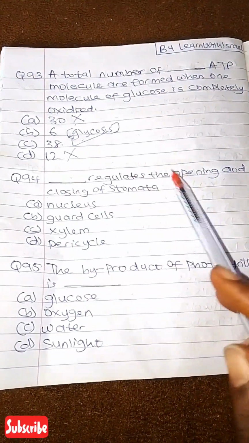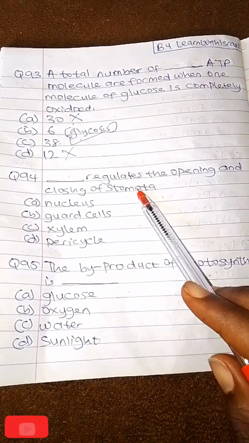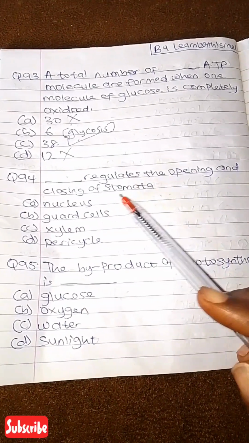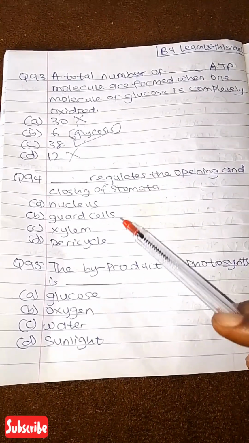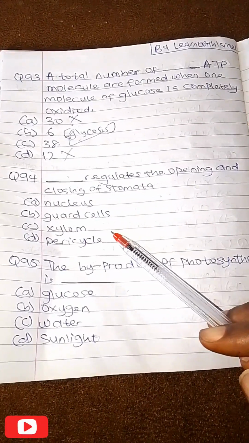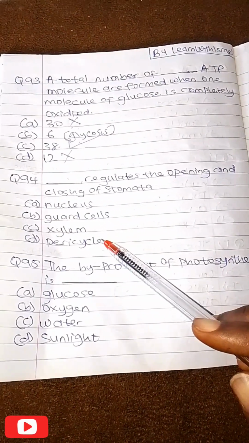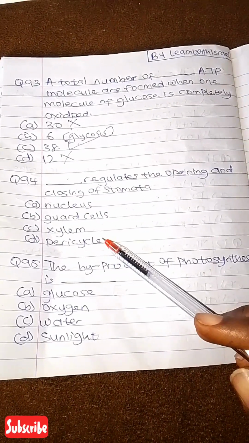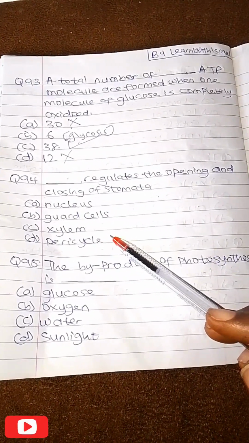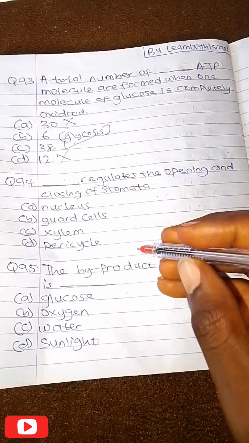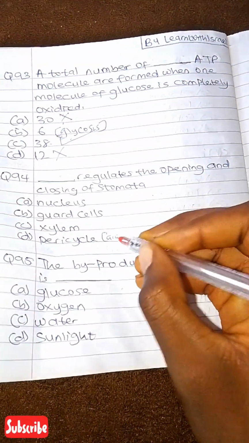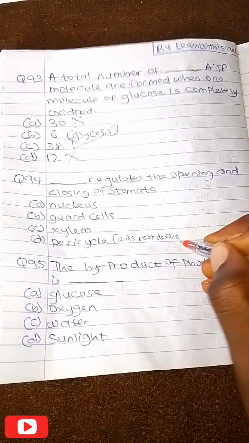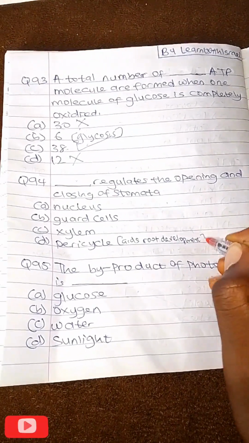Question 94. Dash regulates the opening and closing of stomata. A. Nucleus, B. Guard cells, C. Xylem, D. Pericycle. So let's start from pericycle. I discussed that earlier. Is it not episode 3 or episode 4? You can go and watch the full video to know more about it. So pericycle aids root development. That's what pericycle does.